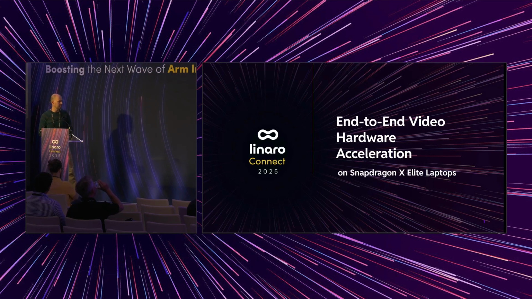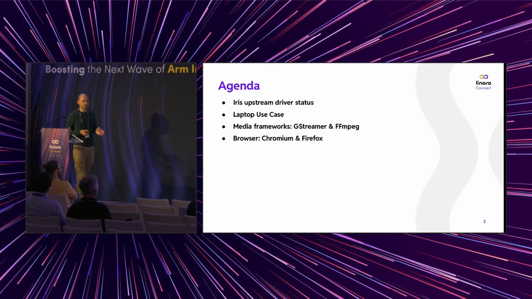So let's get started. The agenda is pretty simple. I'm talking about the Iris driver, which is in the upstream driver and the upstream status of that. Talking a bit about the laptop use cases, what we're looking into, why we want to do that. I mean, they're quite obvious, but still I want to make sure that we are clear on that. Then looking into the existing media frameworks that we're having, how to support, what we can do, what is working, what the gaps are, basically, what we see there, and then going one step up, going to browsers and Chromium, Firefox, for example, and also other applications as well.